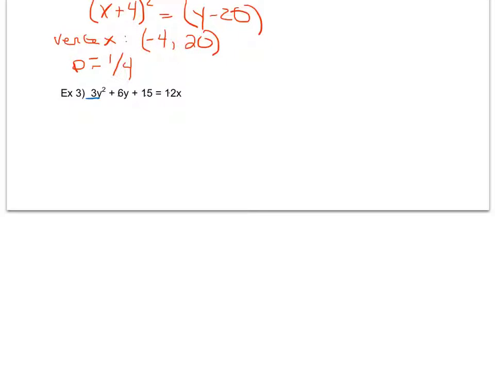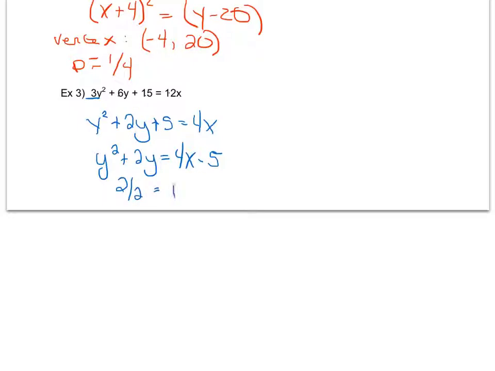So I'm going to divide everything by 3, and I'm going to be left with y squared plus 2y plus 5 equals 4x. And now, because the y is being squared, I want to get y squared and y together on the same side, so I'm going to subtract the 5. I'm going to take my linear term, my 2, and divide it by 2, and square that result, giving me y squared plus 2y equals, oh, and then I have to add that to both sides, so I forgot to add the 1, plus 1 equals 4x minus 5 plus 1.